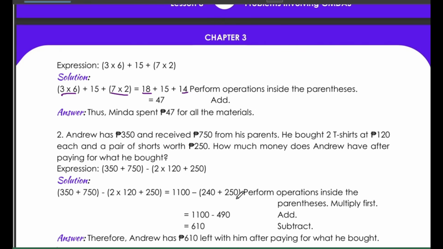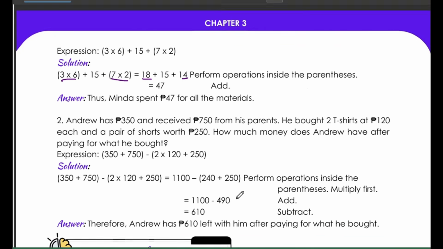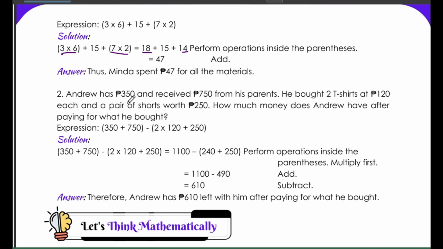Last word problem. Andrew has 350 pesos. He received 70 pesos from his parents, so meaning you're going to add them all so that you know how much he has. And then after adding that, he bought 2 shirts at 120 pesos. So 2 shirts for 120 pesos. So we're going to multiply that.